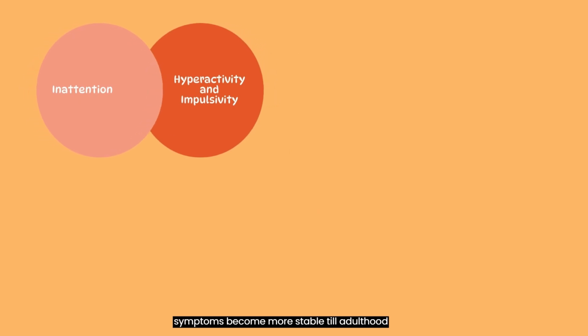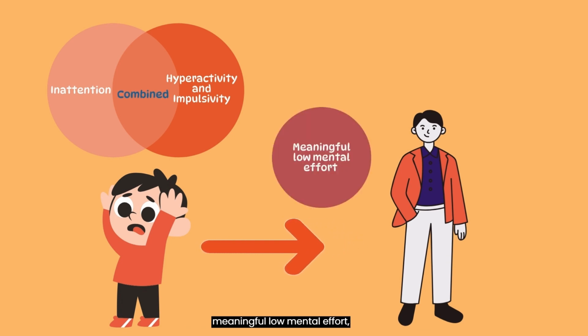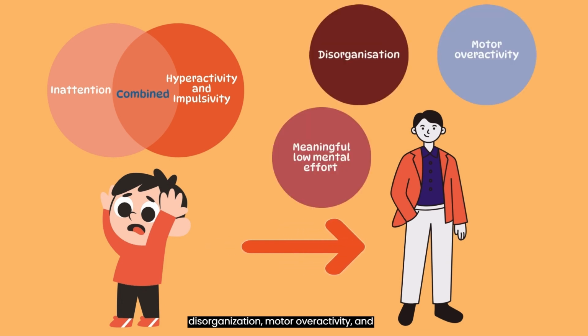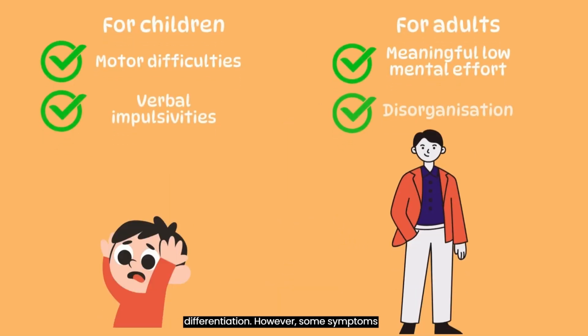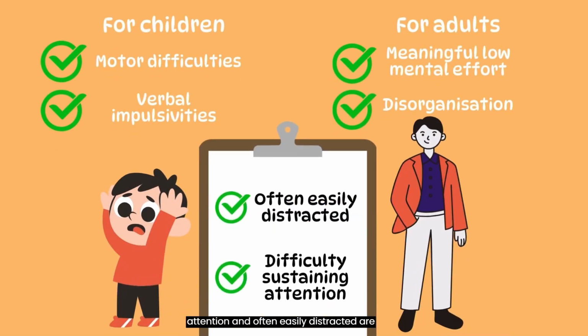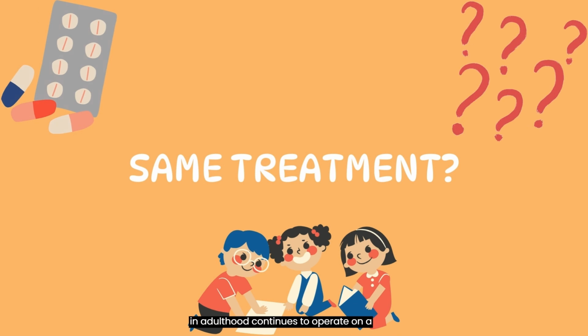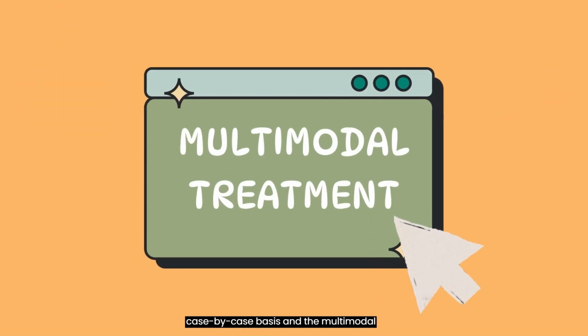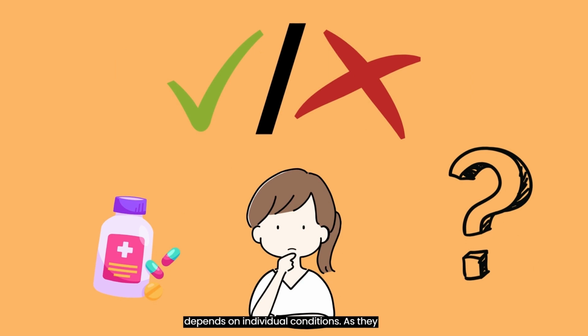Due to treatment, symptoms become more stable to adulthood, but symptoms may be presented differently. Major symptoms include low mental effort, disorganization, motor overactivity, and verbal impulsivity clusters, showing more differentiation. However, some symptoms, such as difficulty in sustaining attention and often being easily distracted, are usually carried into adulthood. Treatment in adulthood continues to operate on a case-by-case basis, and a multimodal treatment approach is still adopted, while the continued use of medication depends on individual conditions.